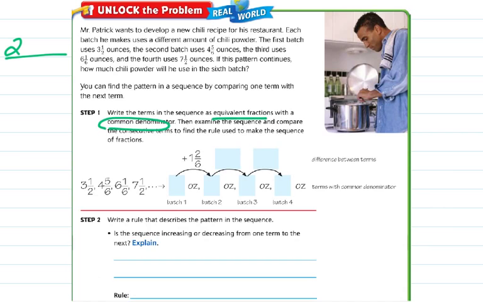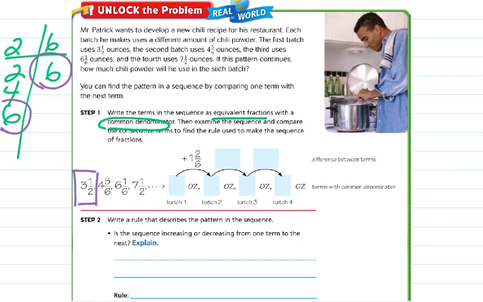So if we wanted to make a list, our multiples of 2 and our multiples of 6, 2, 4, 6, 6 is the first multiple. So of those two, 6 would be our common multiple that we're going to use to rewrite the fractions that are equivalent to the original ones given in the problem. Then examine the sequence and compare the consecutive terms to find the rule used to make the sequence. So what we do is we rewrite the fractions. If we look at our sequence, boys and girls, 3.5 and 7.5 need to be written as equivalent fractions with the denominator of 6.